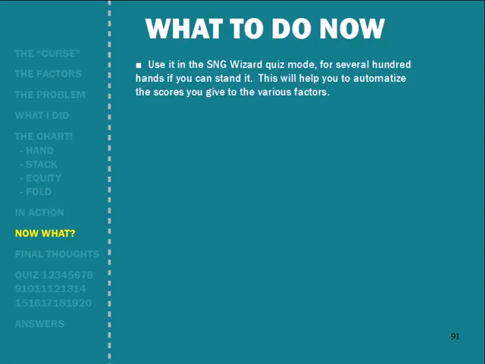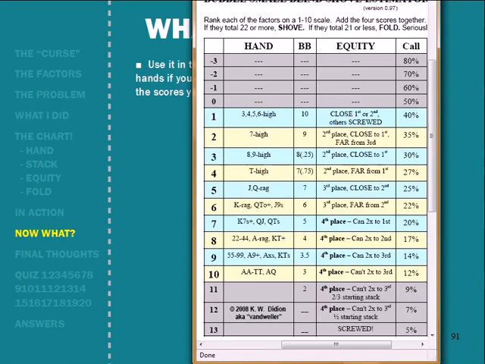Well, one thing I would do is take this chart and use it just like we did in the Sit and Go Wizard quiz mode for several hundred hands if you can stand it. Hopefully, if you have a high tolerance for boredom, you'll be able to do this. And being sit and go players, you really should have a high tolerance for boredom or you're in the wrong business.